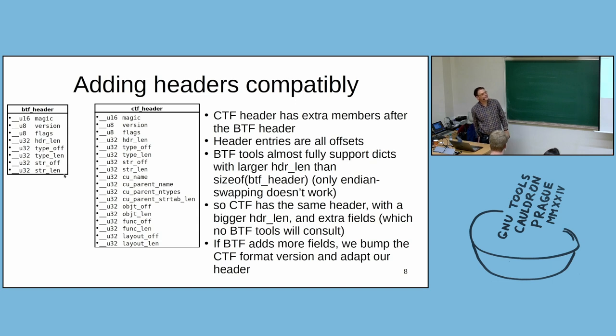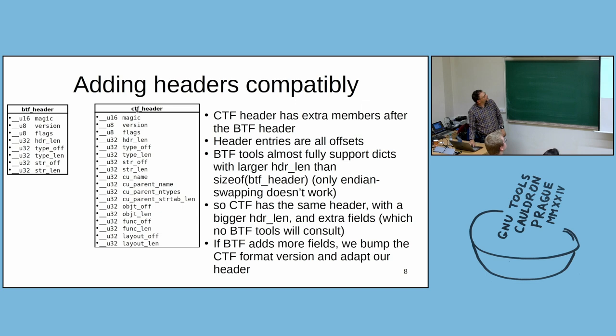The fragility in BTF in this area is that the split BTF has no indication of where the parent is. You can't actually tell if you connected the wrong parent, in which case the types are going to overlap. All the types of the child, because they're indexing, are going to be assigned the wrong IDs, and all the string offsets will be wrong, and all hell is going to break loose.